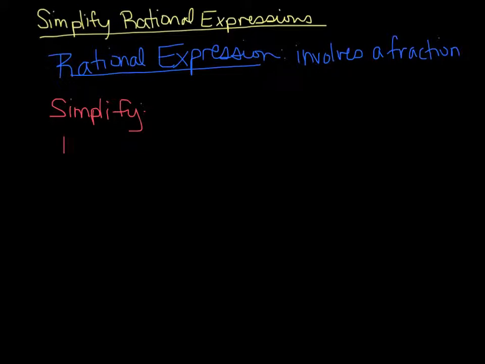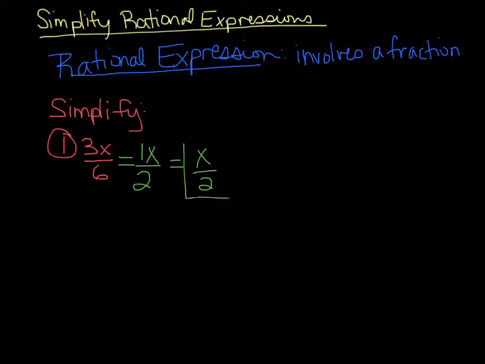So my first example, I have 3x over 6. The way that we would do this problem is think about what we would do when we had an actual fraction, 3 over 6. You would simplify that by dividing both the numerator and the denominator by 3, which would give you 1 over 2. Do not forget to put in that x. Since there's no other x in this, we can't do anything with the x. So in the end, our final answer is just going to be x over 2.